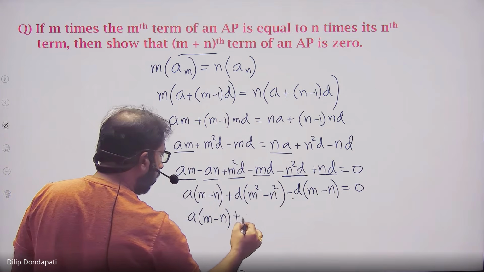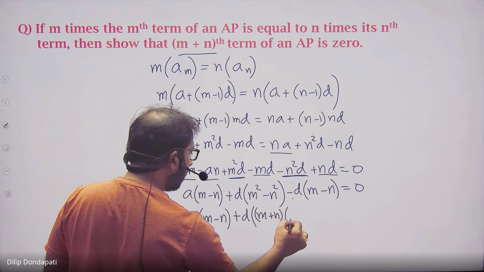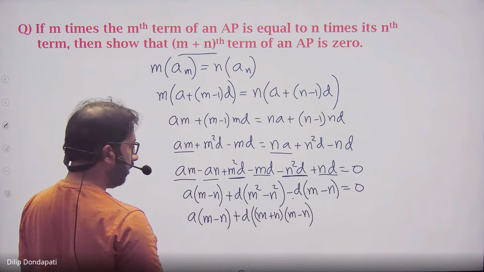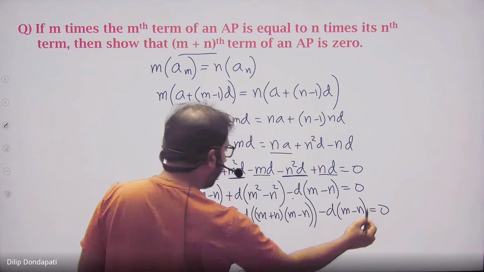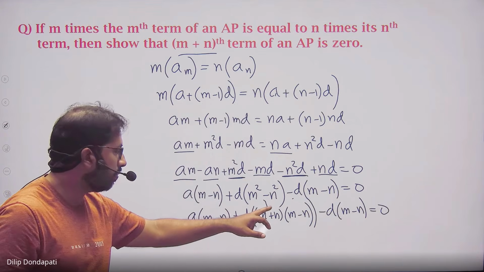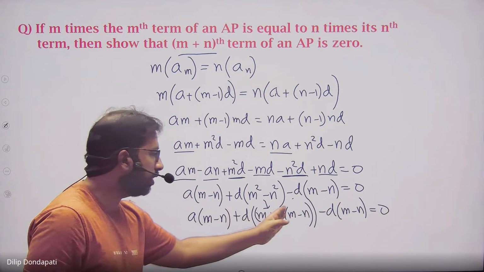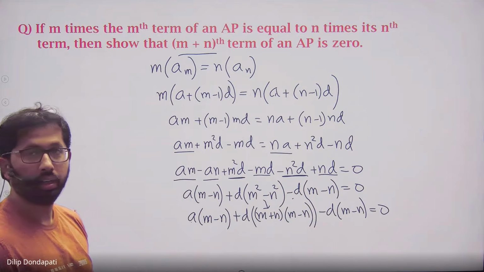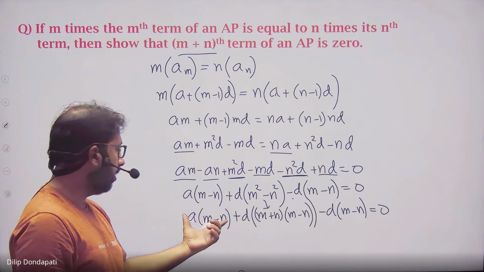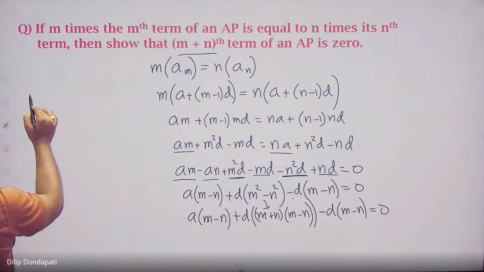Okay, plus what is m square minus n square? I can write it as m plus n into m minus n. Okay, minus d into m minus n equal 0. m square minus n square I wrote as m plus n into m minus n, and the remaining I copied the same. Okay, now in all of these, which one is common, tell me. In these three terms, which one is common? Here m minus n is there, here also m minus n is there, here also m minus n is there. Okay, now take m minus n common.